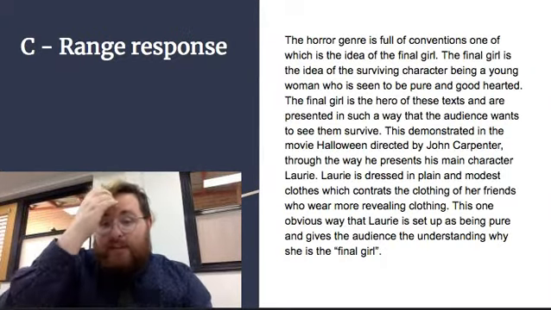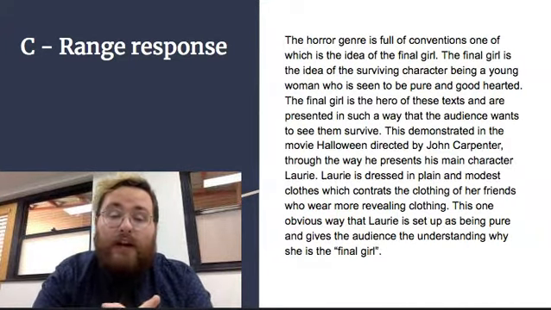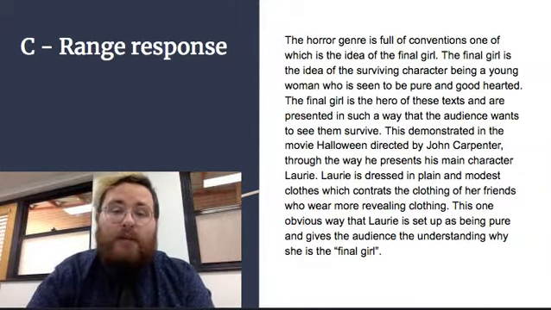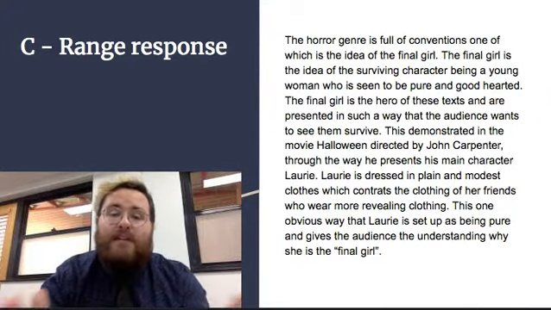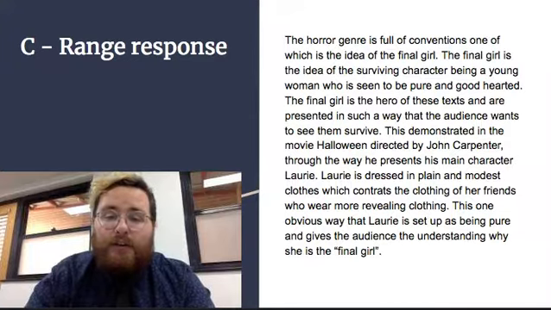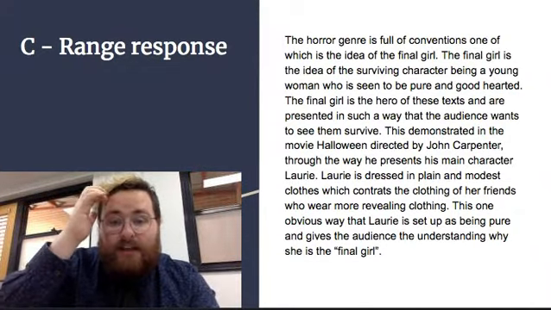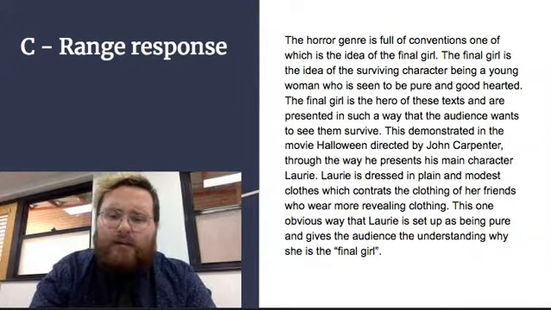So a C-range response. This is an example. I picked the horror genre, the convention of the final girl, and used Halloween by John Carpenter. In this C-range response: the horror genre is full of conventions, one of which is the idea of the final girl. Final girl is the idea of the surviving character being a young woman who is seen to be pure and good-hearted. The final girl is the hero of these texts and is presented in such a way that the audience wants to see her survive.